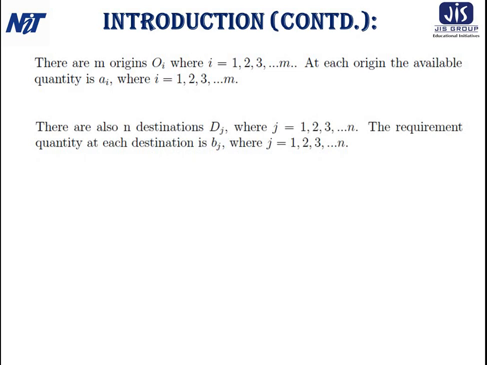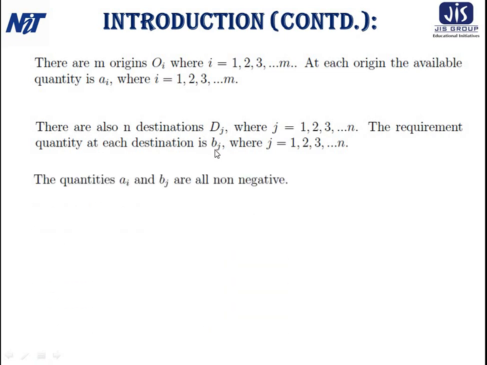So how many origins are there? M number of origins are there, which are denoted by Oi, where i is equal to 1 to m, and at each origin the corresponding available unit is given by Ai. And how many destinations are there? N number of destinations are there, that is denoted by Dj, where j is equal to 1 to n, and the corresponding requirement unit is given by Bj.